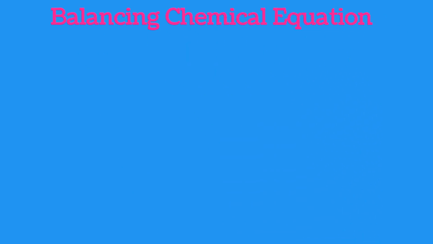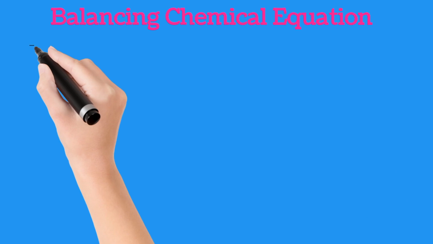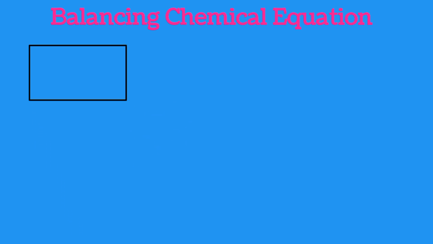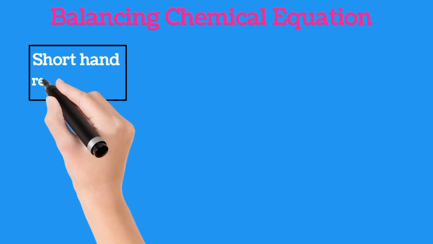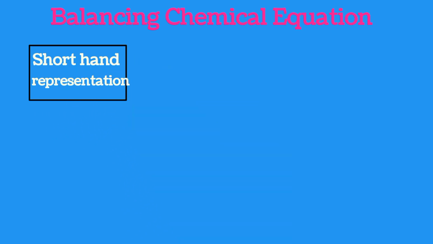In today's lesson, we're going to be looking at how to balance a chemical equation. Before we progress, let's look at what a chemical equation itself is. Simply put, a chemical equation is a shorthand way of representing a chemical reaction.